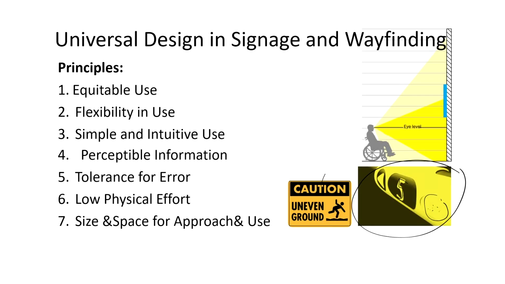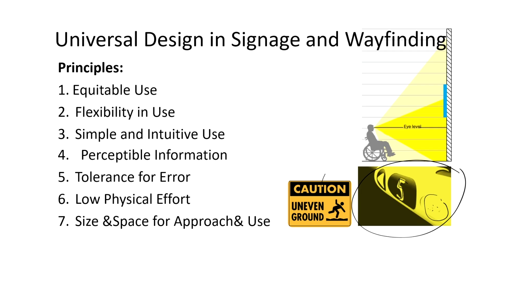Next, coming to perceptible information. The signage should convey information effectively through multiple sensory modalities. This ensures that the information is accessible to individuals with different sensory abilities. For example, incorporating tactile elements like braille or raised letters on the signage provides tactile feedback for visually impaired users, allowing them to perceive and comprehend the information presented.